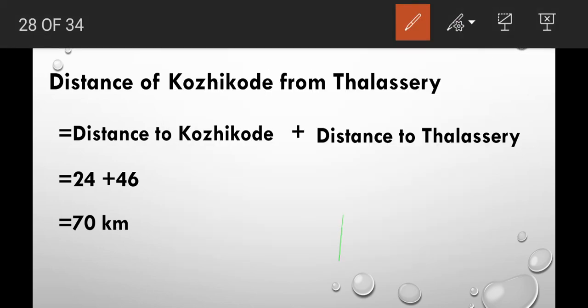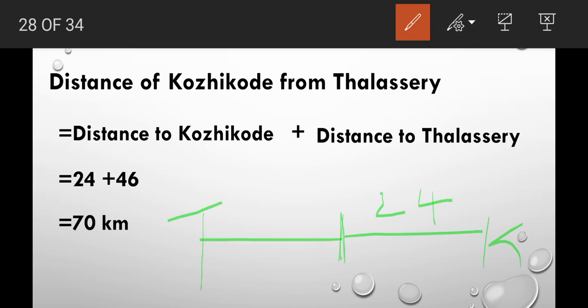So we have the point here. Let this be the point. From this point, Subodh is going to Kozhikode. So this is Kozhikode, which is 24 kilometers away. Manjari is going in the opposite direction to Talasheri. So we have Talasheri here, which is 46 kilometers. So what is the distance to Kozhikode from Talasheri?